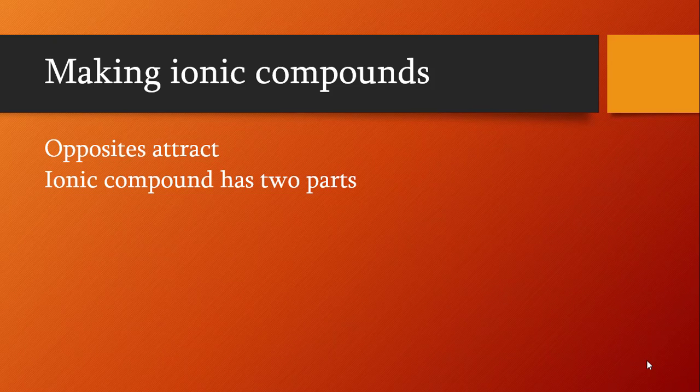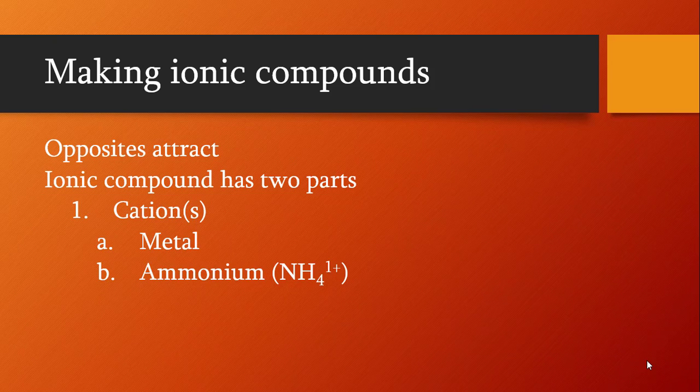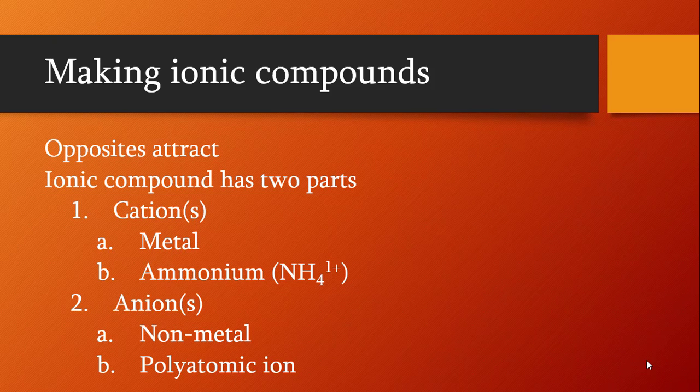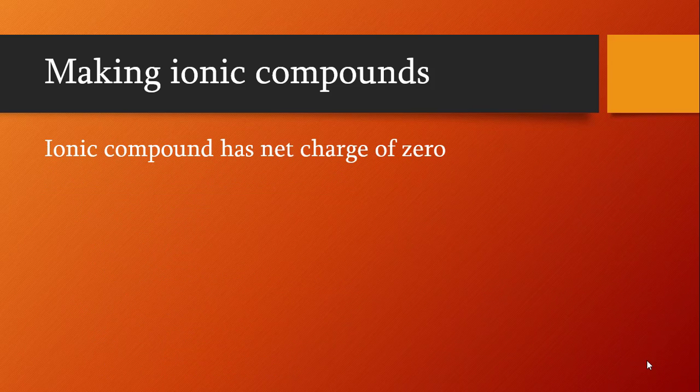All ionic compounds are dichotomous. They must have a cation or cations, that is either going to be a metal or ammonium. And it's going to have an anion or anions, which will either be a nonmetal or one of the other polyatomic ions. The overall ionic charge of a compound is 0.